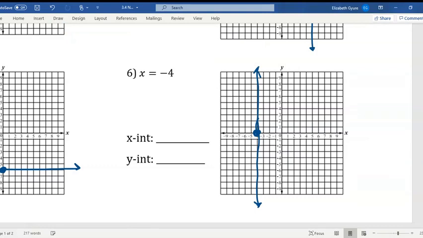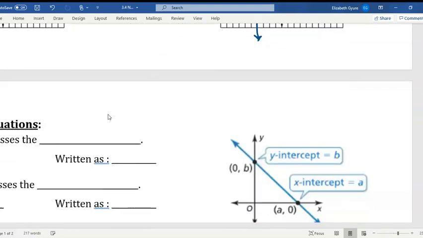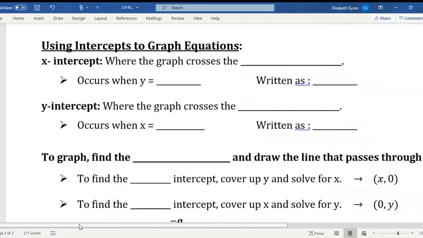Dallas, what'd you say for your x-intercept? Good, (-4, 0). And Hayden, what'd you say for your y-intercept? None. Good. Questions, concerns? Feel pretty good about these ones? These ones are easy. All right, onward. On to the back.